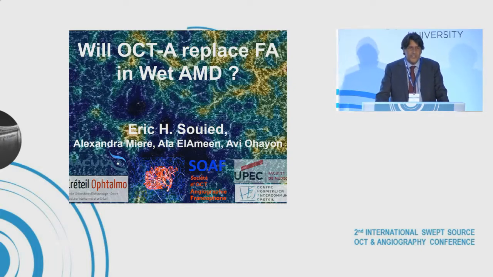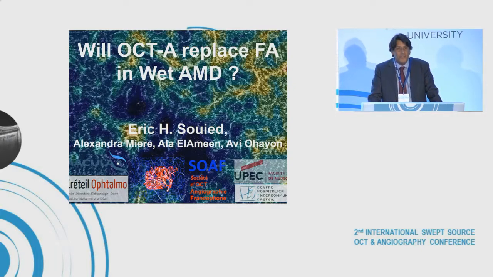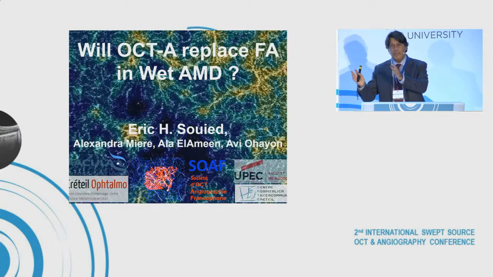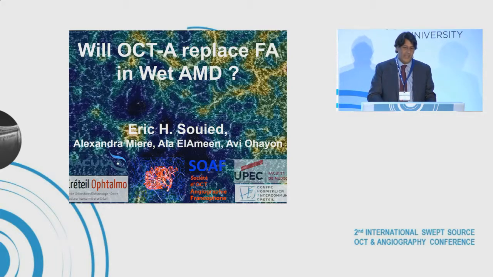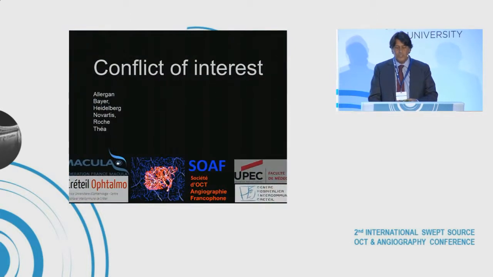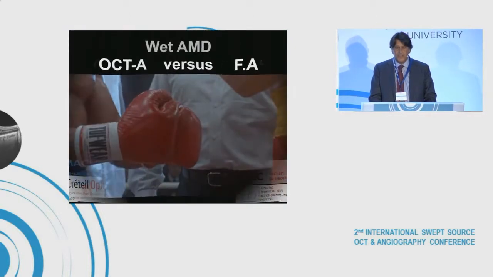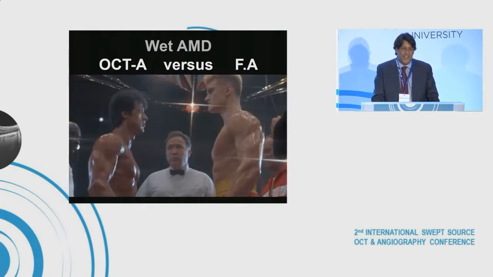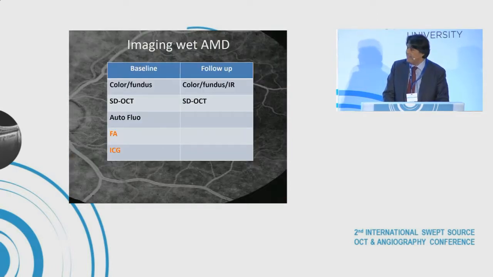So the question we have every day from the fellow, from the resident, is it still useful to perform FA on our patient? In other words, on one hand, we have the gold standard at baseline, the FA, and on the other hand, we have now the OCT-A. So does it have the potential to replace that? So it's a little bit like one versus the other, and who will win?